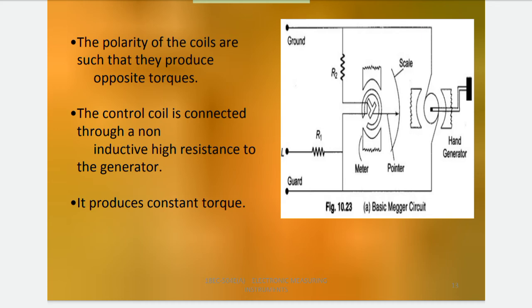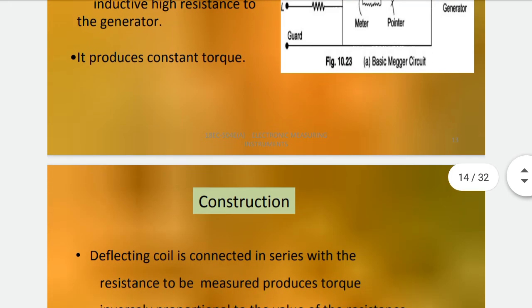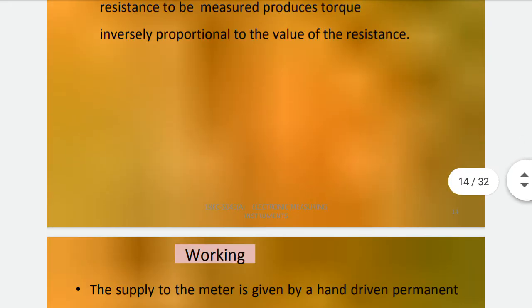The supply to the meter is usually driven by a hand driven permanent magnet DC generator. Sometimes a motor driven generator may also be used. This is all about the working action of the measure, and now let us move on to the sensitivity of the voltmeter.